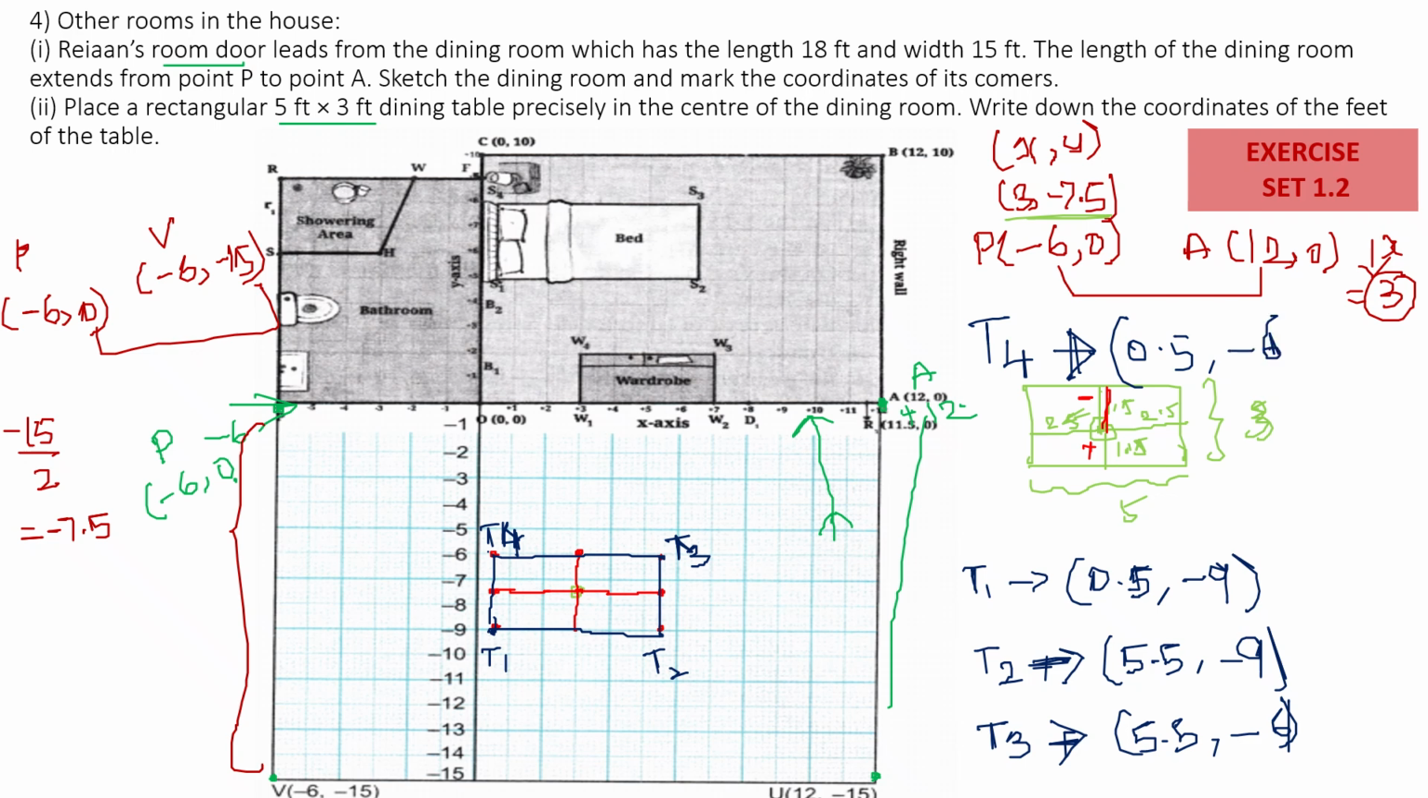So we located the dining table at the center of the room, and also we marked the vertices of the dining table, and we wrote the coordinates of the dining table. So here this problem is going to get over. So hope you are understanding. Thank you.